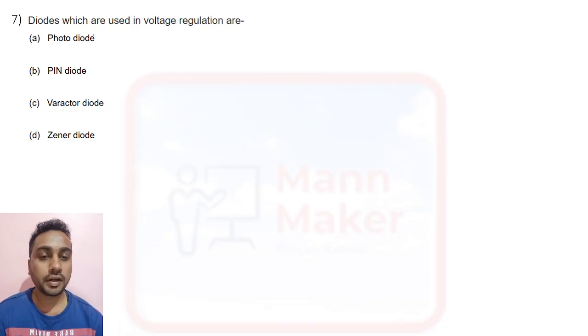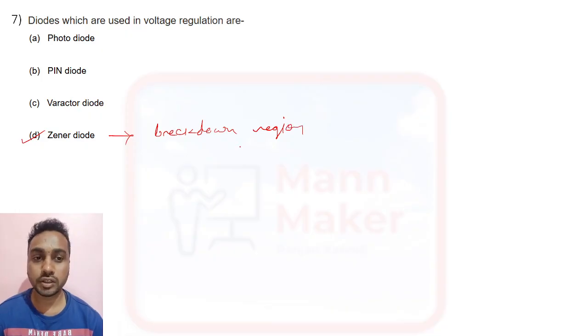Now, diodes which are used in a voltage regulator: what kind of diode are we using? Zener diode we are using in a voltage regulator. In which condition? When it is in the breakdown region. When the Zener diode is in the breakdown region, it is used for voltage regulation application.